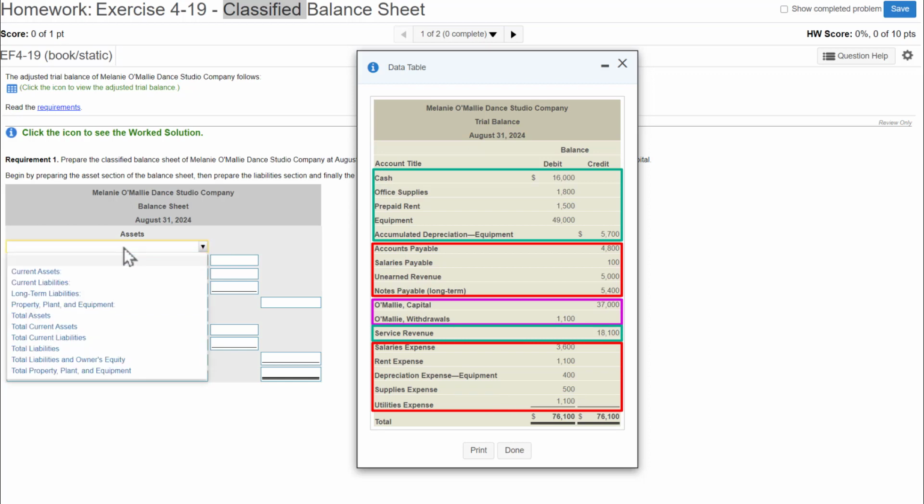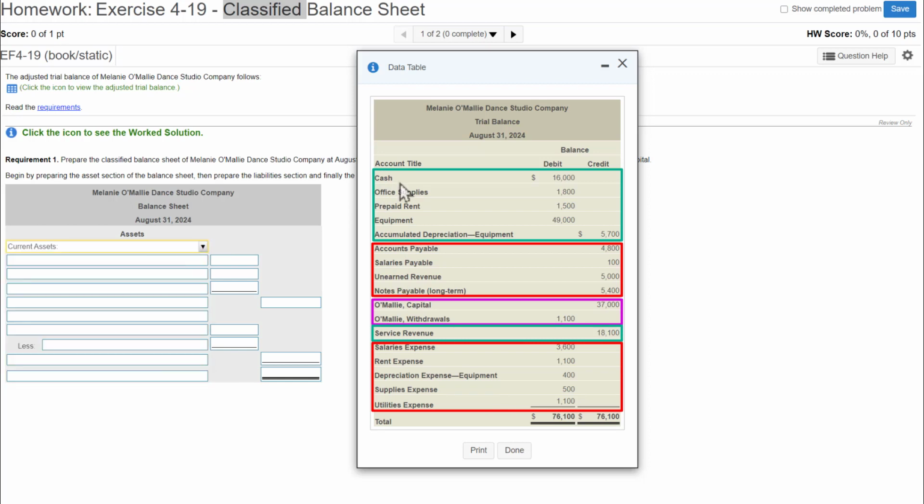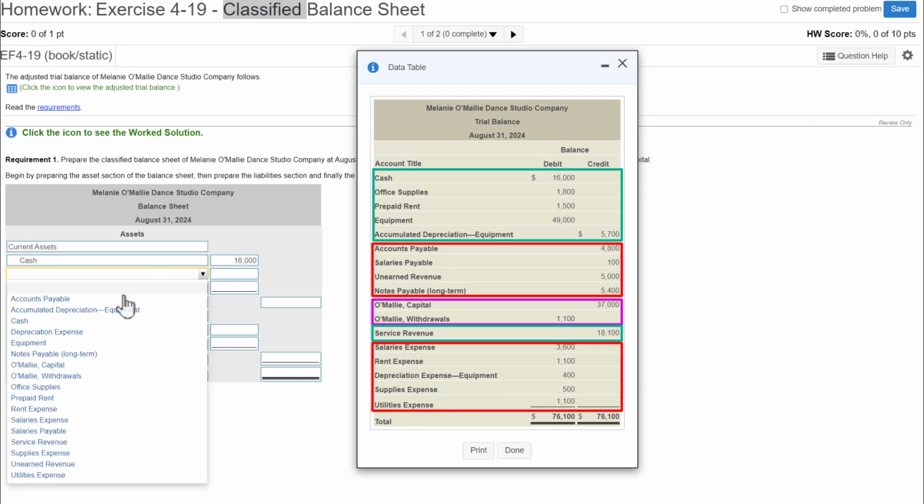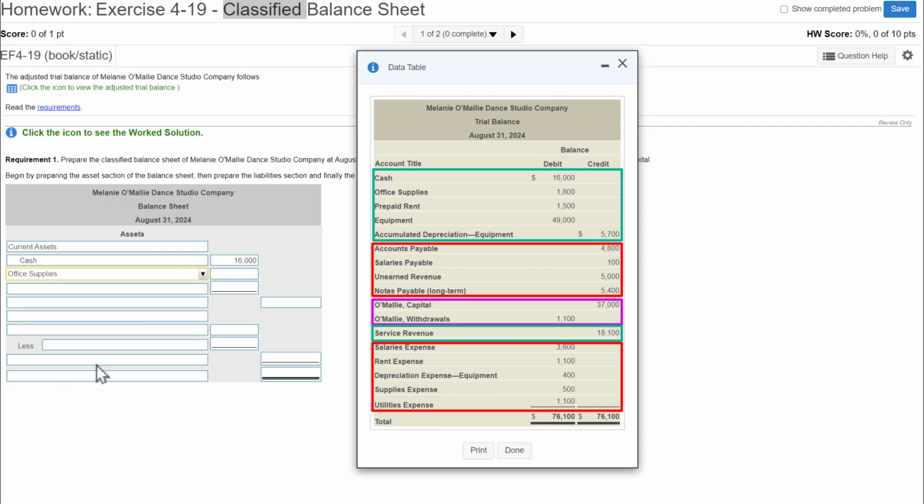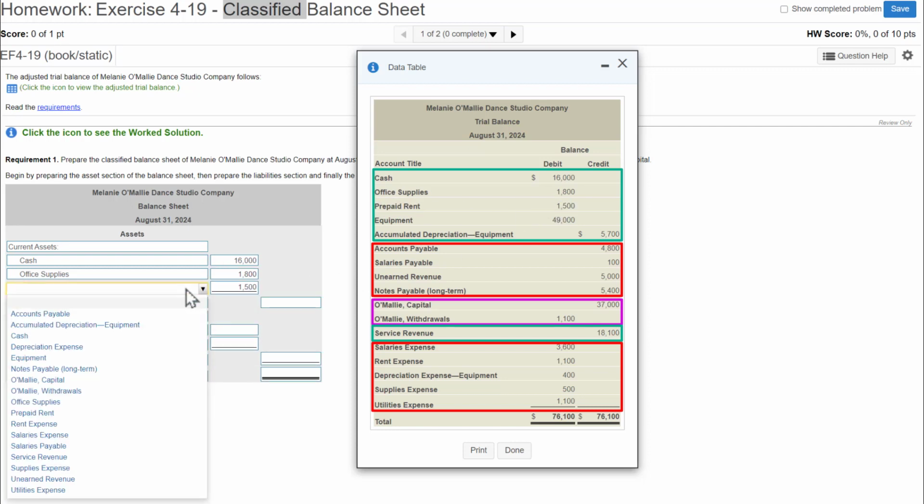So our first section for assets is always current assets, and cash is definitely a current asset. I copy and paste the dollar amount. Office supplies is also a current asset. Now remember, the definition of a current asset is an asset that's going to be used up or turned into cash within the next 12 months. And the amount of office supplies is $1,800. Usually you will use up your office supplies within 12 months. That's why it is a current asset. And then prepaid rent, we expect to use that up within the next 12 months. So that is also a current asset.